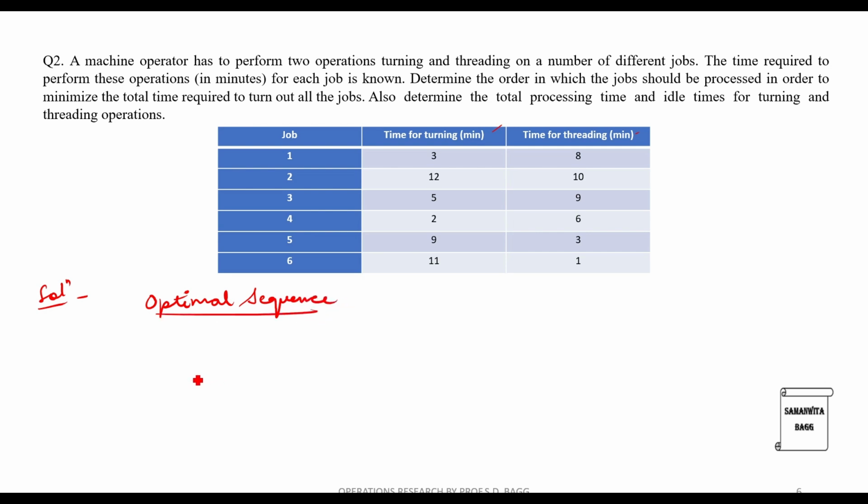Here I'll write down turning, which will be read this way, and then you have threading, which will be read in this direction. So there are 6 of them.